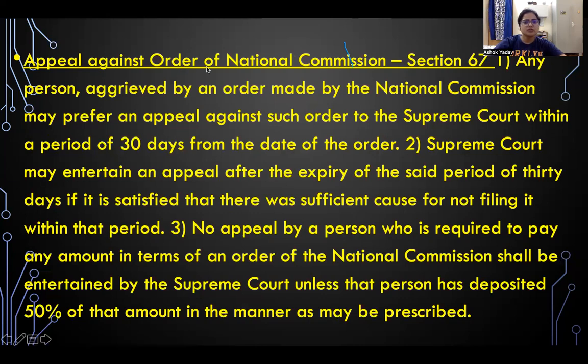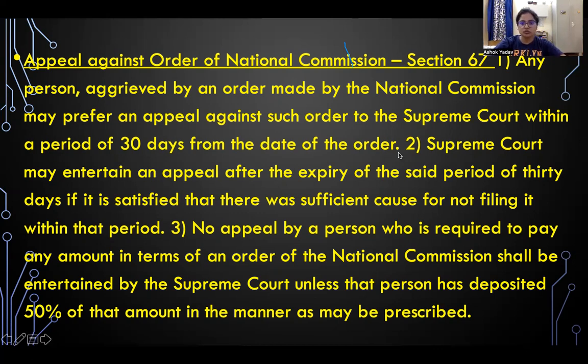Now, appeal against the order of National Commission. Section 67 is talking about where the appeal from the orders of National Commission will go. It is saying any person aggrieved by an order made by the National Commission may prefer an appeal against such order to the Supreme Court. So, what is happening? From District Commission, you go to State Commission. If you are not satisfied by State Commission, then you go to National Commission.